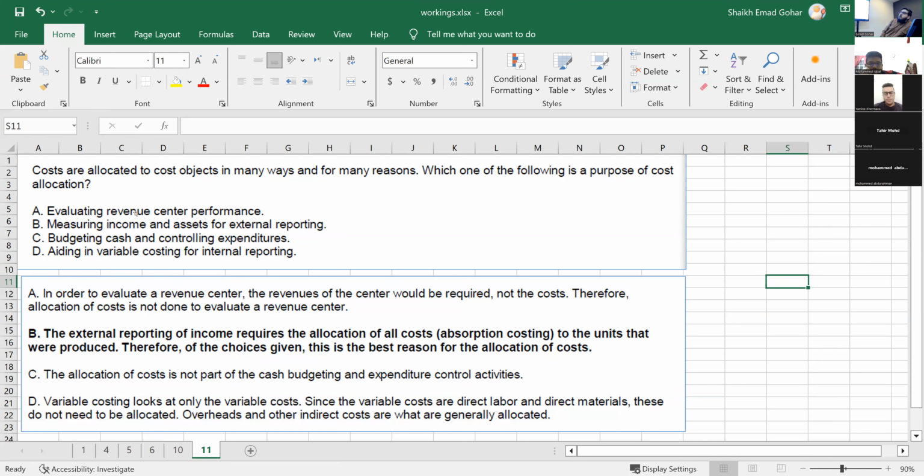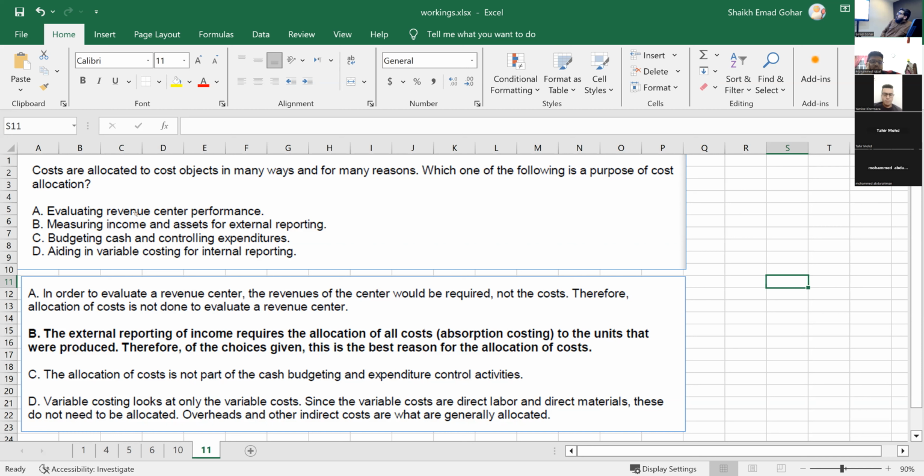Very simple. Why is C not the answer? They're saying budgeting cash and controlling expenditures. Again, in that one, we are not allocating any cost exactly. Because when you talk about cash budgeting, we just see what cash is going out and what cash is coming in. We are not talking about any allocations, right? So that is not involved in the budgeting of cash. Clear? So that's why C is not the answer.